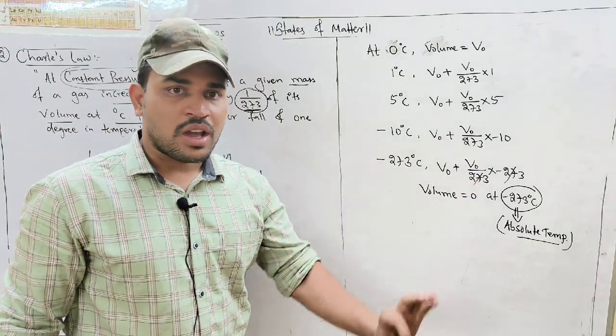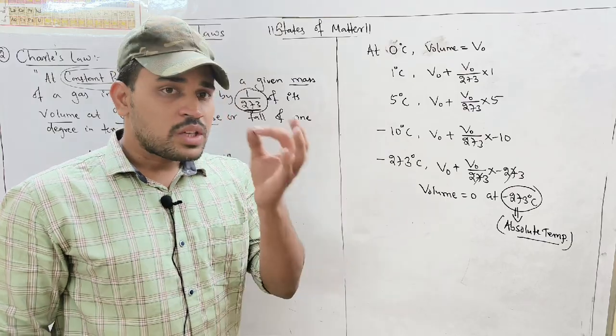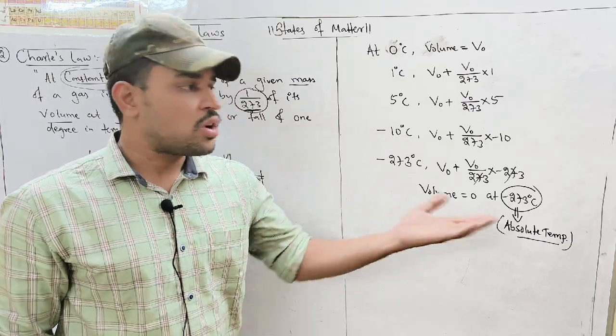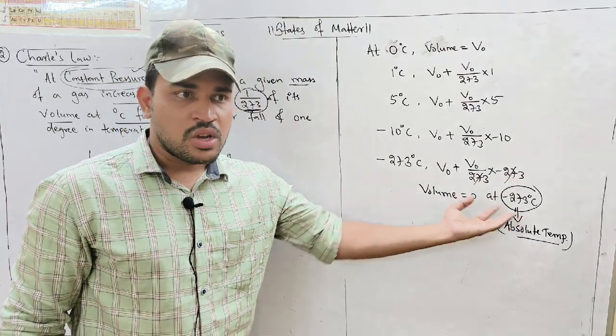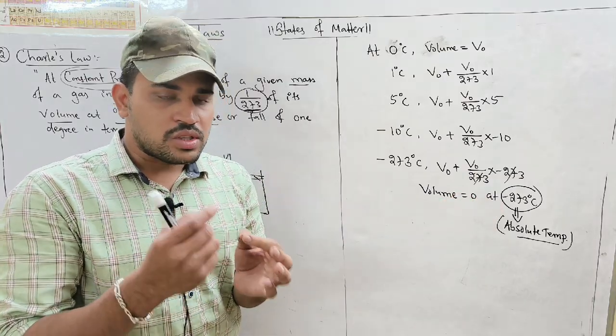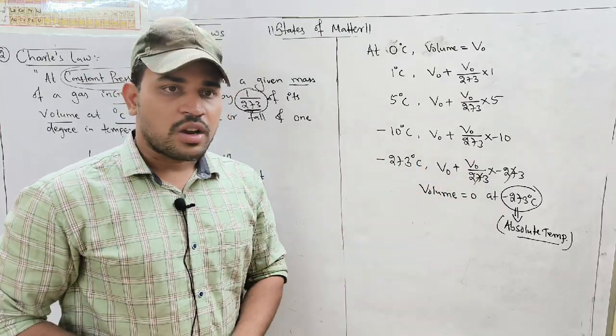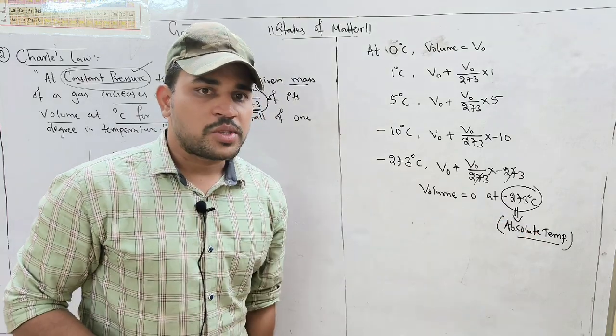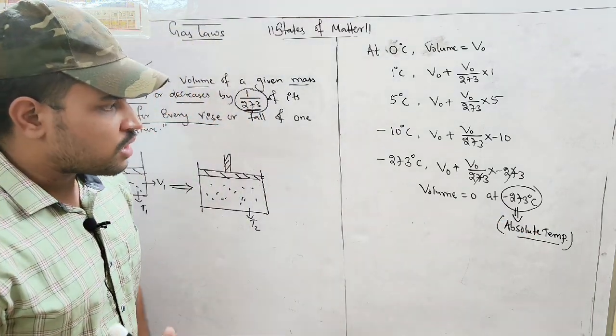This was discovered by Kelvin. So 0 degree centigrade is called 273 kelvins. He has taken 0 degree centigrade as 273 kelvins. So this temperature is called absolute temperature. Hope you are getting my point.